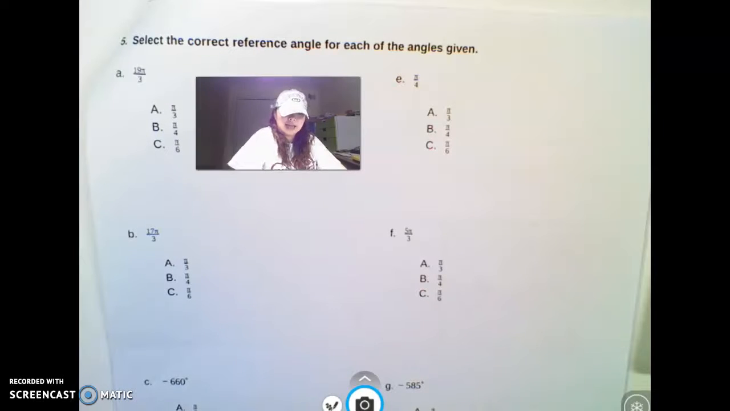This is the last section of Learning Target 11. I hope you learned a lot about how to convert from degrees to radians and find coterminal and reference angles in this learning target.